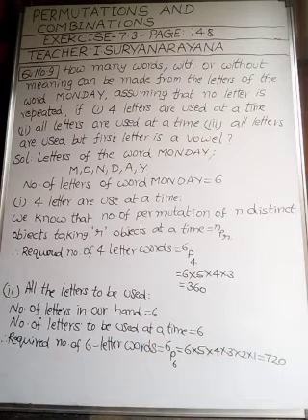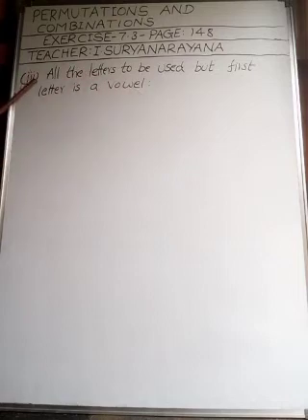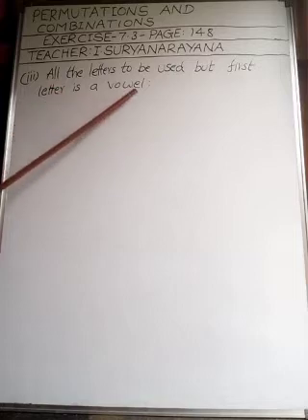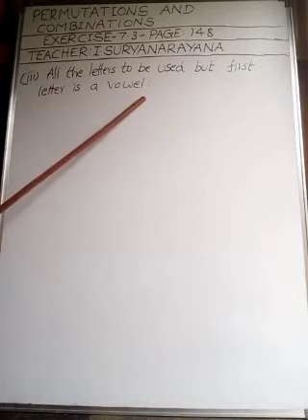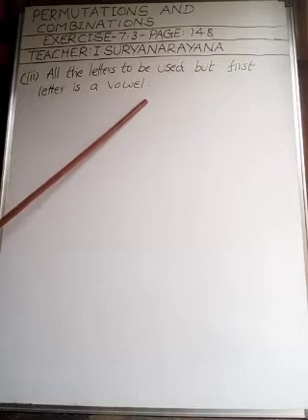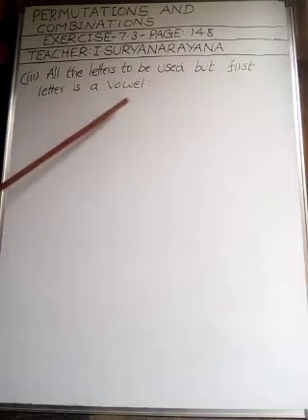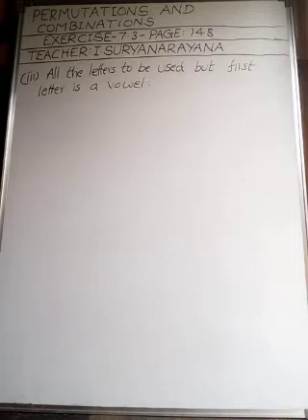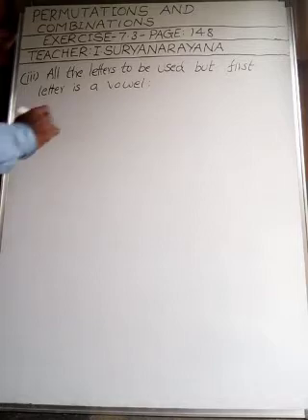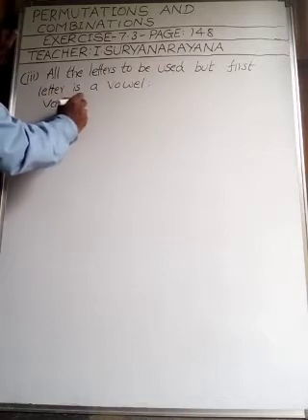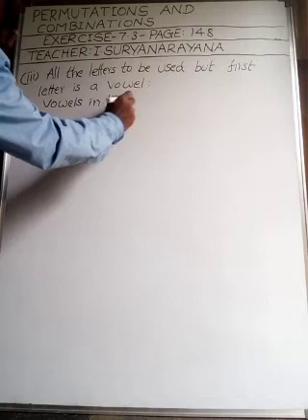Right. Now come to the third part of this question. All the letters to be used, but the first letter is a vowel. Understood this third part, my dear children? Here also we have to use all the letters of the word. 6 letters should be used, but the condition is the first letter is a vowel. Same as that of writing even numbers, we concentrated on the units place. Yes or no, my dear children? Here also 6 letters are there. First we write vowels. Vowels in the word.